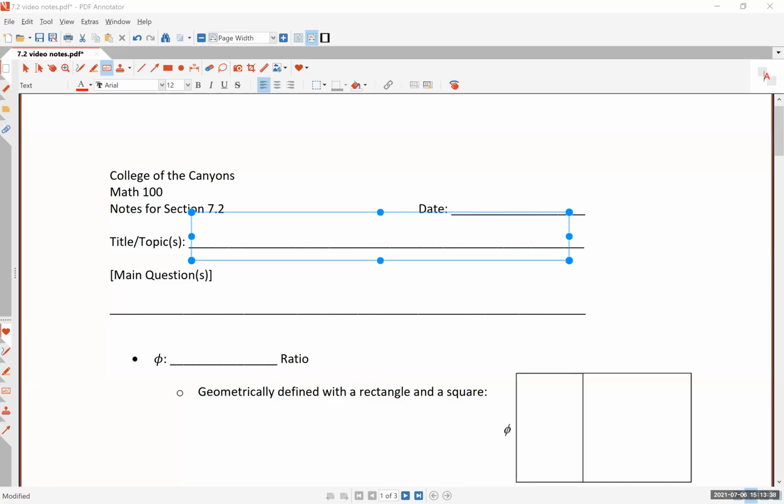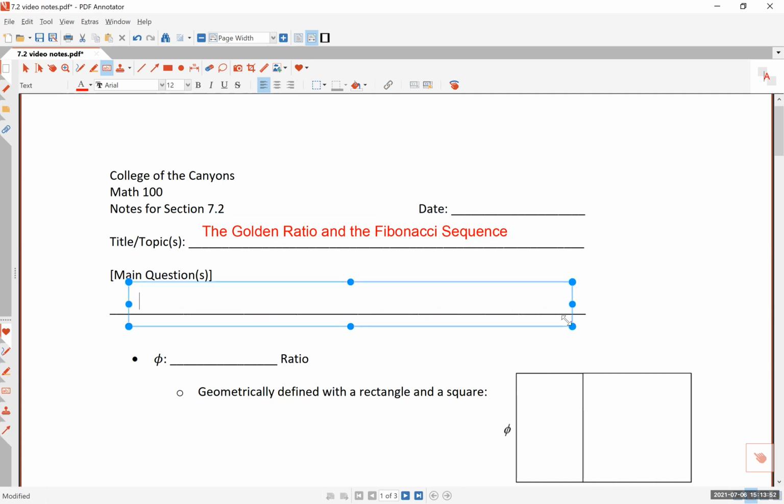So remember that as you study these two concepts, okay? So section 7.2, the golden ratio and the Fibonacci sequence. The topics of section 7.2 are the golden ratio and the Fibonacci sequence.